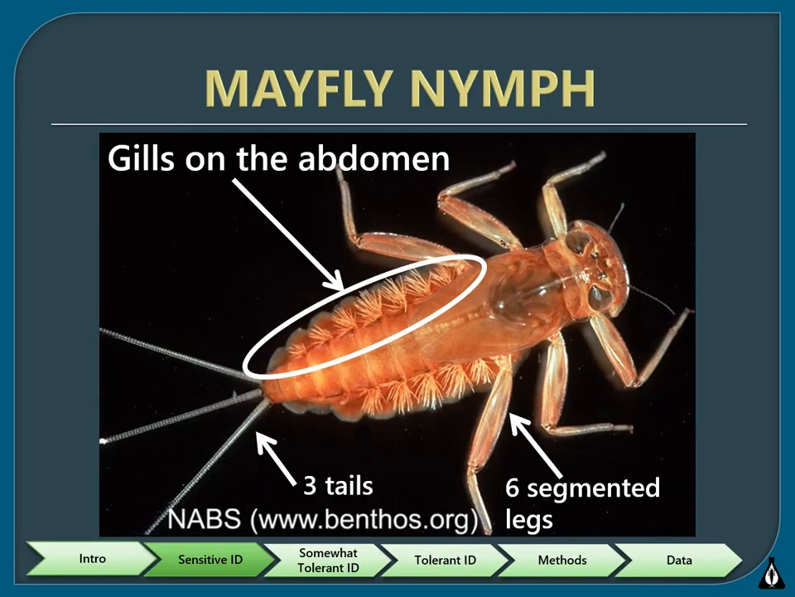Here is a photo of a mayfly nymph. There are gills along the abdomen. When placed in a sorting tray with water, you can often see the gills undulating as the mayfly is moving water across the gills to breathe. This species also has 3 hair-like tails.